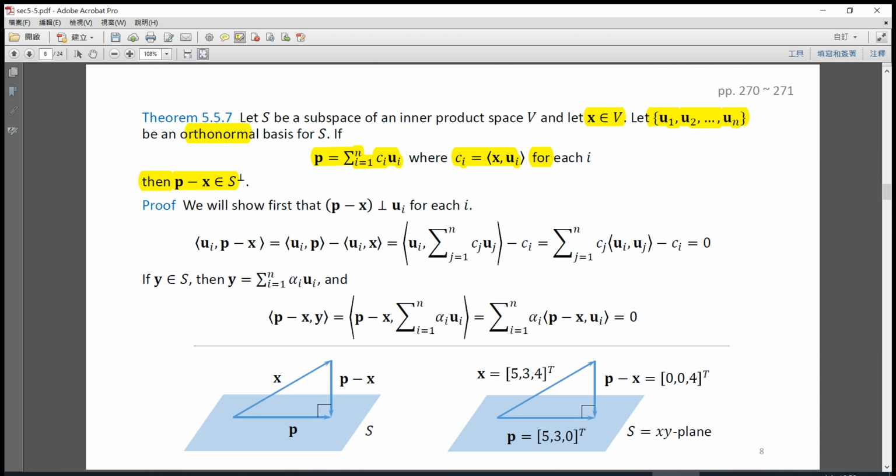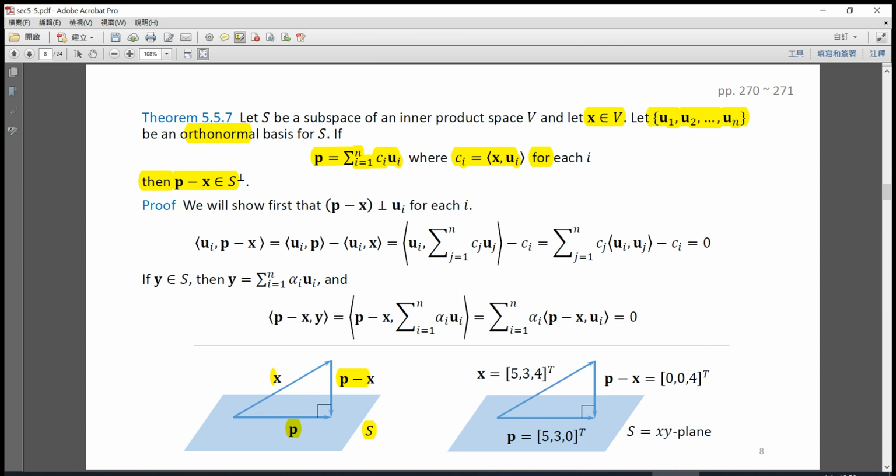5.5.7. If X is a vector in V, and S is a subspace, then if P is the orthogonal projection of X onto S, then P minus X is orthogonal to every element in S. That is, P minus X belongs to S perp.